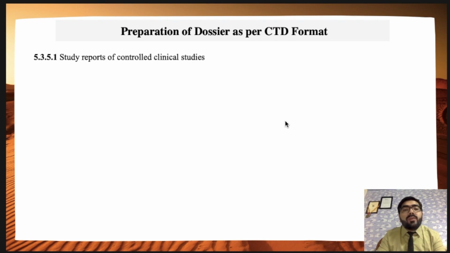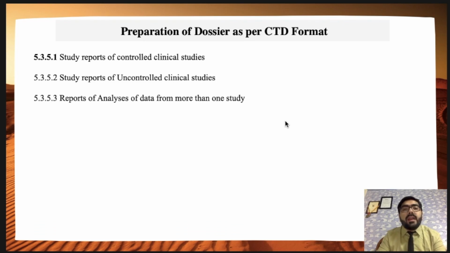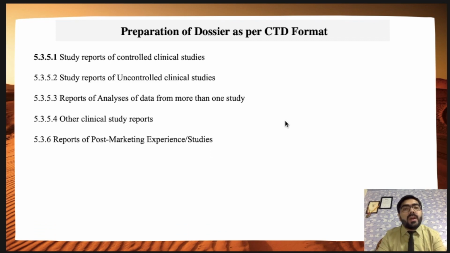And the study reports of controlled clinical studies are also there in this section. Then study reports of uncontrolled clinical studies, reports of analysis of data from more than one study, and other clinical study reports. So all the data is given in the module 5 section, right? Reports of post-marketing studies are also included. So post-marketing studies data is also submitted in the module 5 section. Case report forms and individual patient listings are also there.